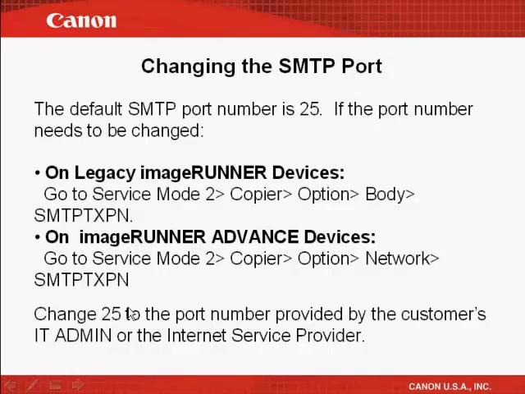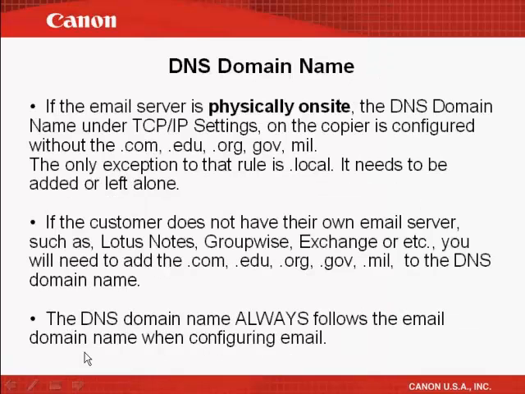If you need to change the port number to match the email server, the default port number is 25. But if you need to change it, on a non-Imager in Advance, go to Service Mode Level 2, Copier, Option, Body, SMTP TXPN. On the Imager in Advance, go to Service Mode 2, Copier, Option, Network, SMTP TXPN. Change the 25 to whatever number the email server is using.